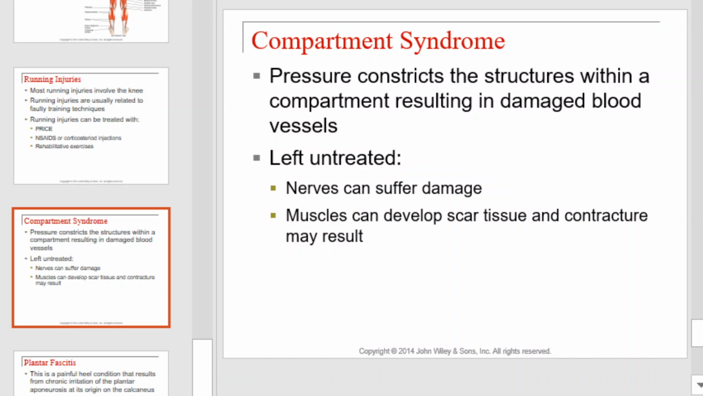Compartment syndrome. Compartment syndrome involves pressure constricting the structures within a compartment, resulting in damaged blood vessels. Left untreated, compartment syndrome can cause severe nerve damage. Muscles can also develop scar tissue, and contracture may result.